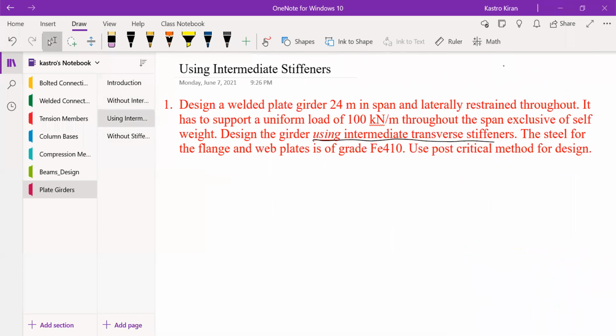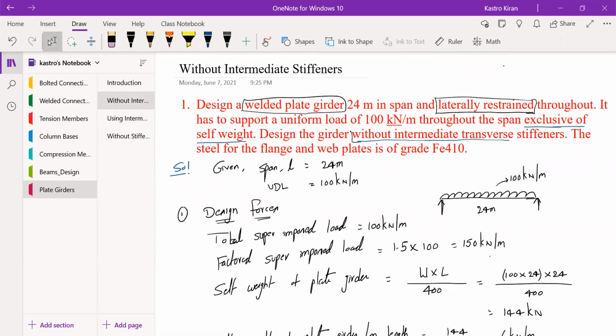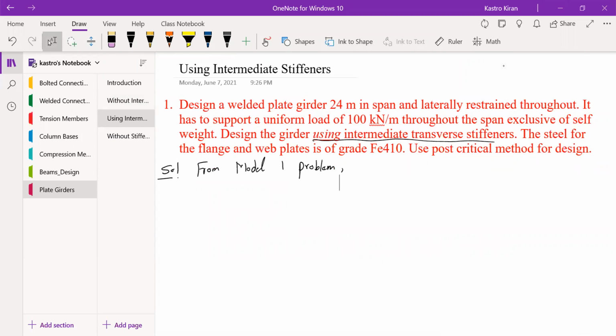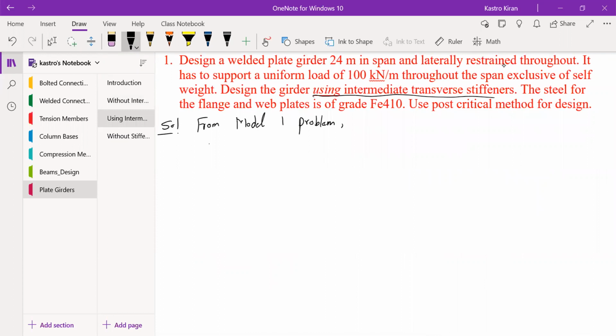To begin our problem, I'll write the same data from the model 1 problem, that is the previous problem which we solved in the last class. You can call this model 1 and this problem model 2. From model 1, we are extracting some data: the maximum bending moment, M, which we obtained as 11,448 kilonewton meter, and the maximum shear force, which is 1908 kilonewtons.